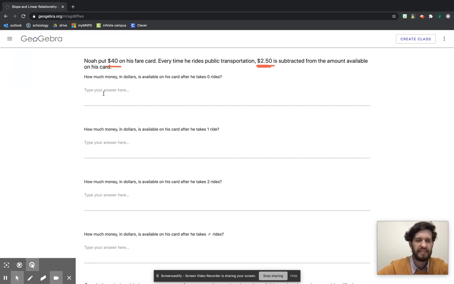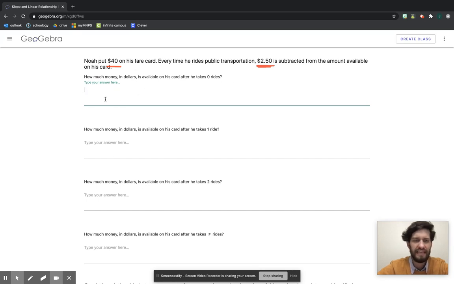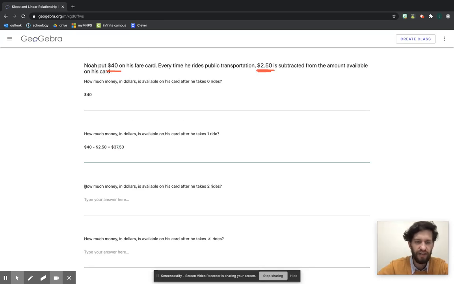So this first question asks us how much money in dollars is available on his card after he takes 0 rides. Well, we know after 0 rides, he hasn't spent any money, so he's going to still have $40, right? Once he takes 1 ride, this next question asks us about 1 ride. What we're going to do is subtract $2.50 from his starting total. So I would take $40 minus $2.50. That's going to leave Noah with $37.50.